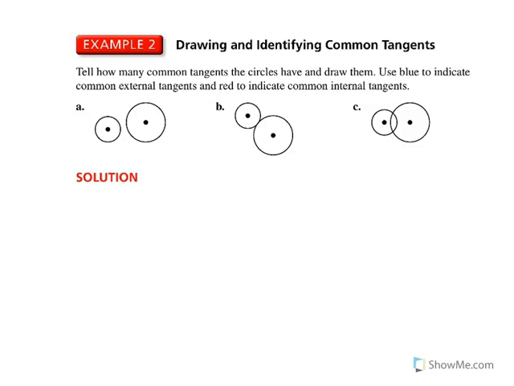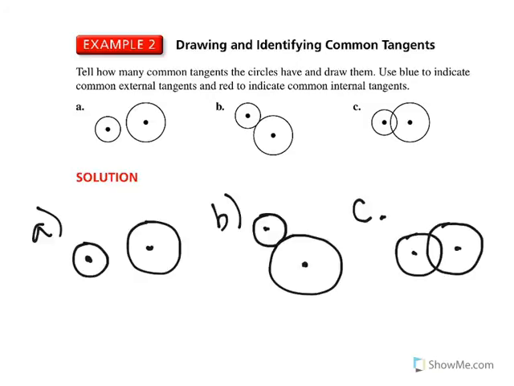So let's try example 2. It says, drawing and identifying common tangents. Tell how many common tangents the circles have and draw them. Use blue to indicate common external tangents and red to indicate common internal tangents. So on this, the first thing I'm going to do is redraw all of these. Once you've redrawn them, the next thing you want to do is connect the centers.